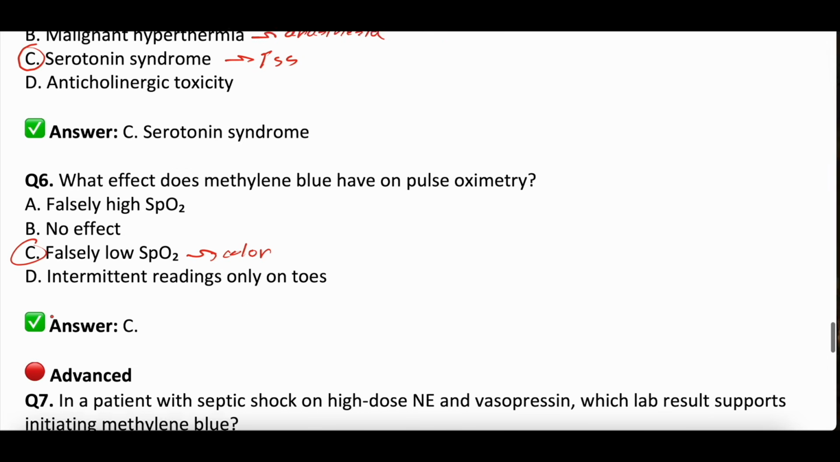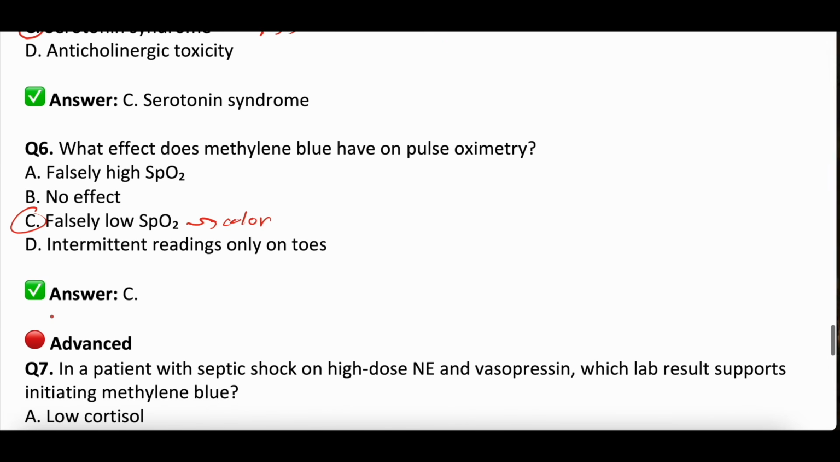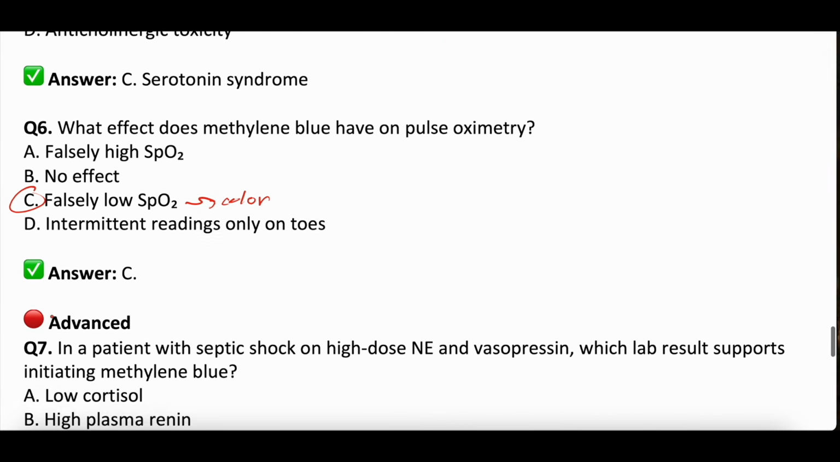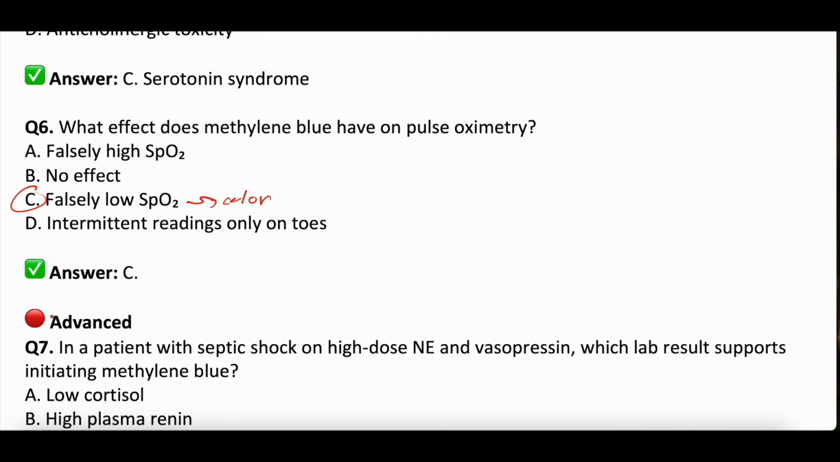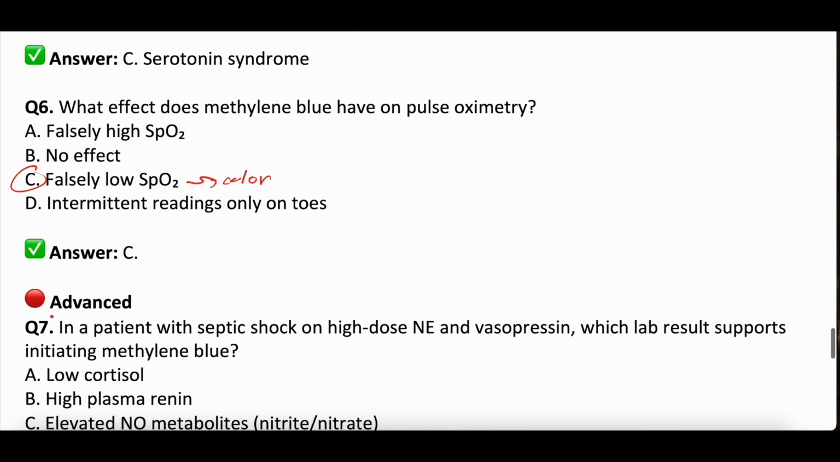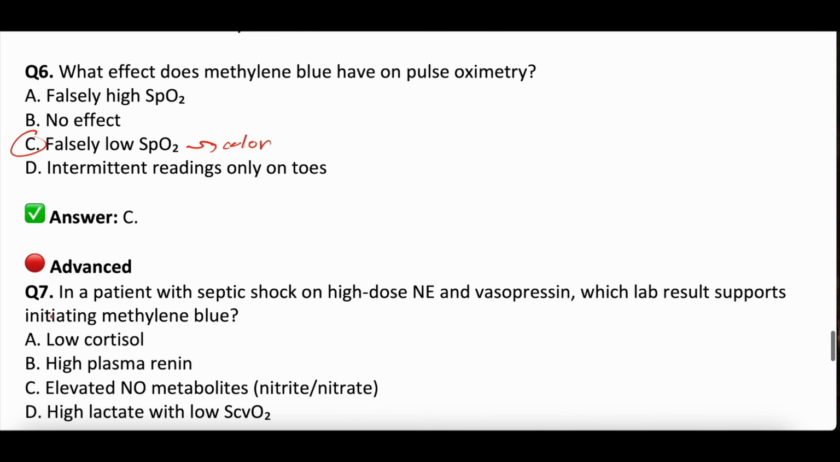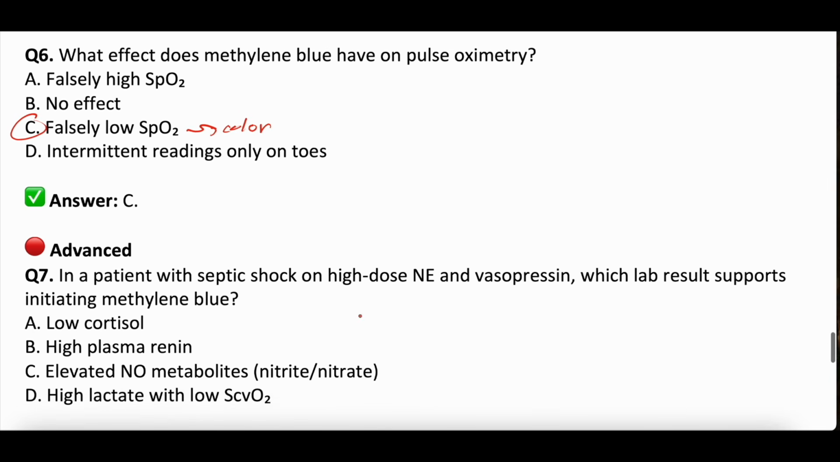All right, question 7. We're into advanced now. In a patient with septic shock on high-dose norepinephrine and vasopressin, which lab result supports initiating methylene blue? I'll give you a hint. We actually can't really test for this in most places, but our shop in particular. A, low cortisol. B, high plasma renin. C, elevated nitric oxide metabolites. Or D, high lactate with low ScvO2. All right, answer is C.